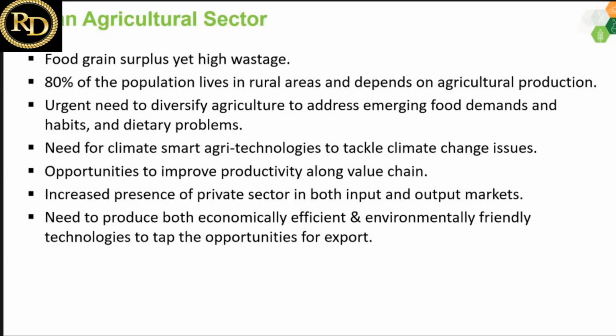And the increased presence of the private sector in both input and output. That is another important area, because the mandis are almost all reducing the farmers' income. Whatever they are producing, they are not getting a minimum support price in the mandis. They will take it at 2 rupees per kg and sell it in the market at 10 rupees per kg, and 8 rupees goes to the middleman in the mandis. So these are some of the things.